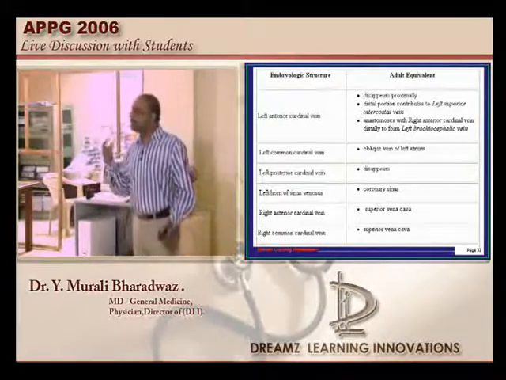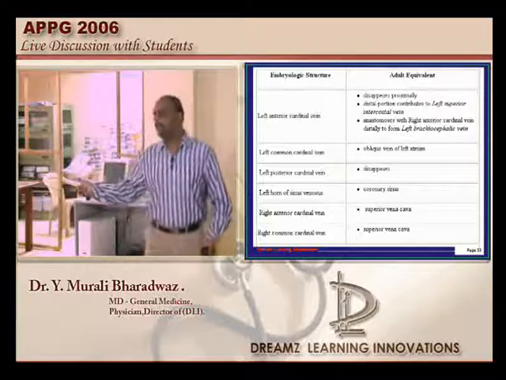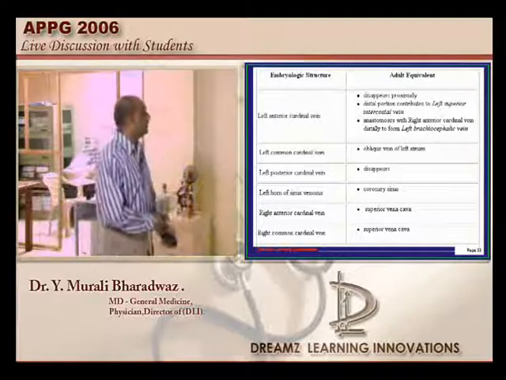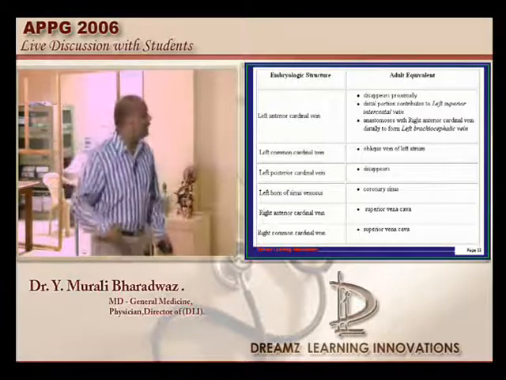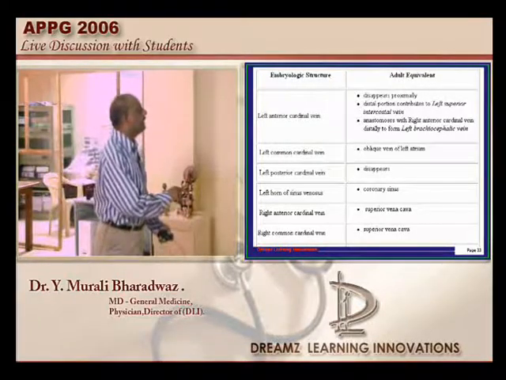Now we have some major vessels, superior vena cava, inferior vena cava and so on. From where are they deriving from, doctor? Superior vena cava will be having the origin from the right anterior cardinal vein and the right common cardinal vein.